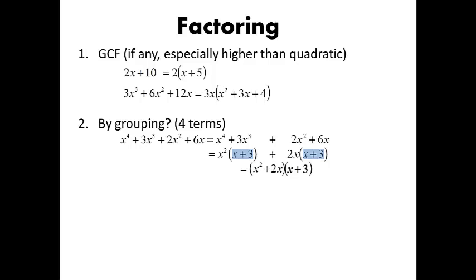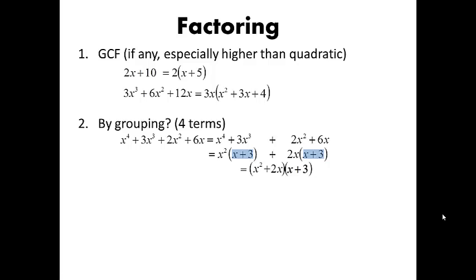So now if you distribute going backwards the x plus 3 onto the other binomial, you should end up with the step right above it. Okay? So if you distribute this x plus 3 onto the x squared, 2x, you'll get this term, and you distribute this onto x squared, you'll get the other term. Now that's completely factored as a factor by grouping.